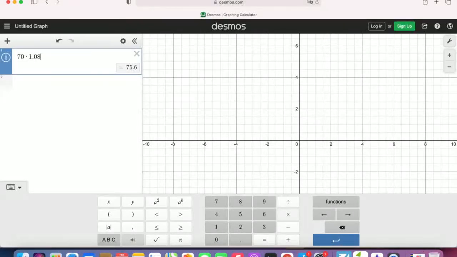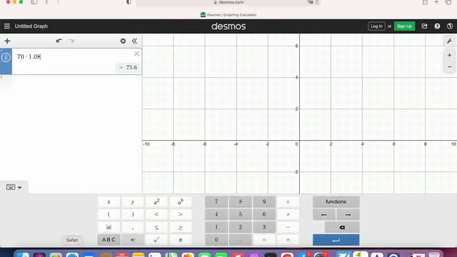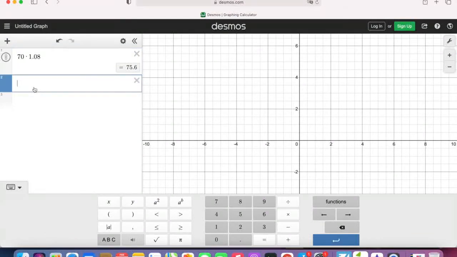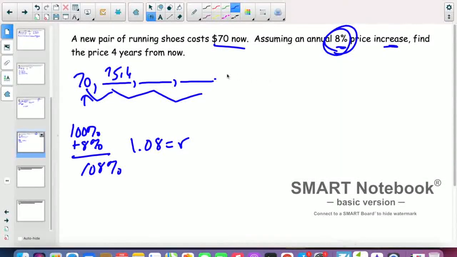That gives me 75.6 for the 2nd year. For the 3rd year, I'm going to take that price, 75.6, and multiply it by 1.08 again, because that's the rate of increase every year. That is 81.6. I'm going to say 81.65 because I'm going to round to the nearest penny. So the third term is 81.65, and I guess technically here I should have put 75.60, 60 cents.